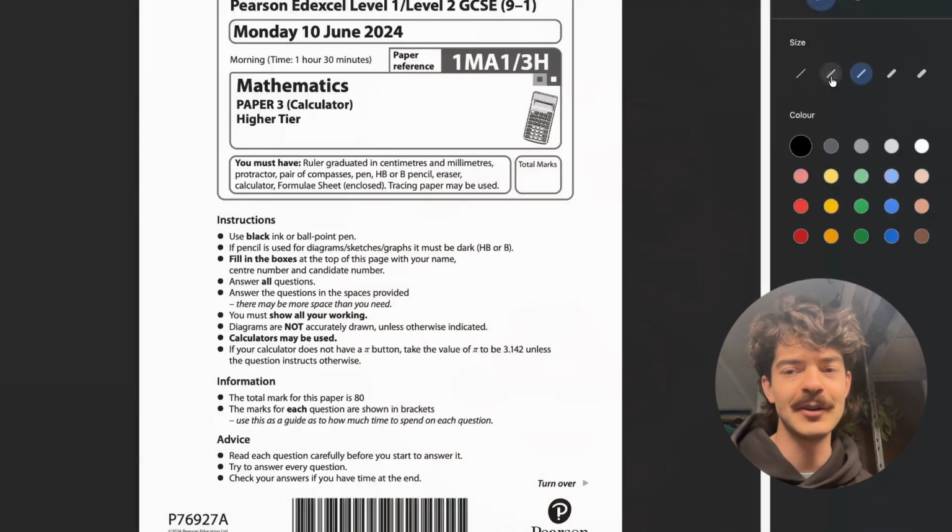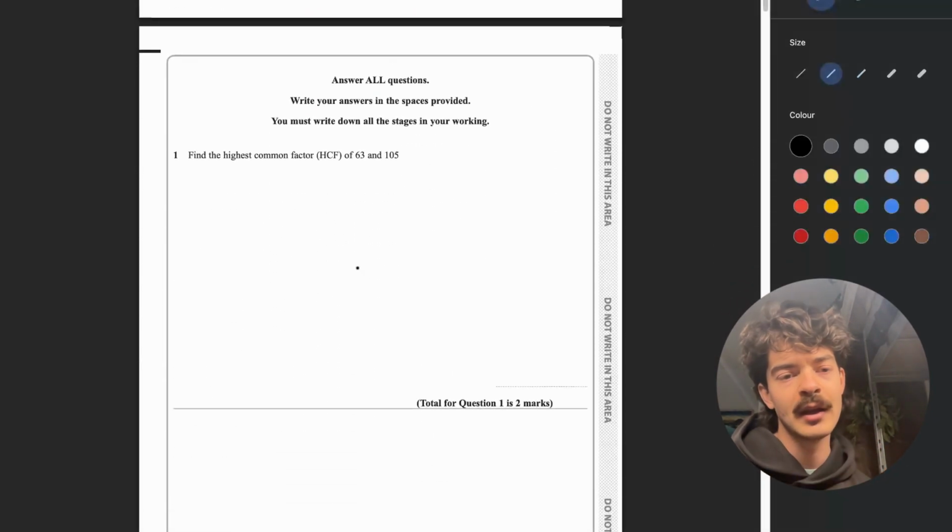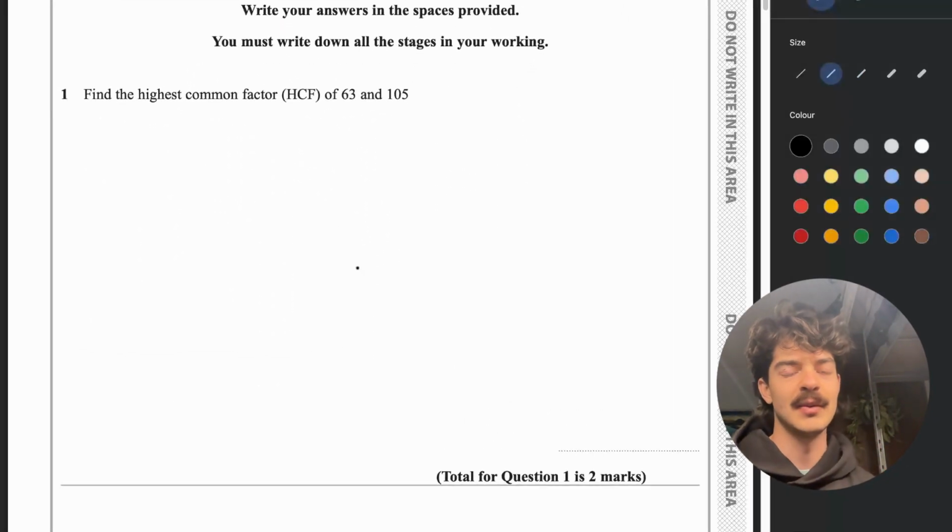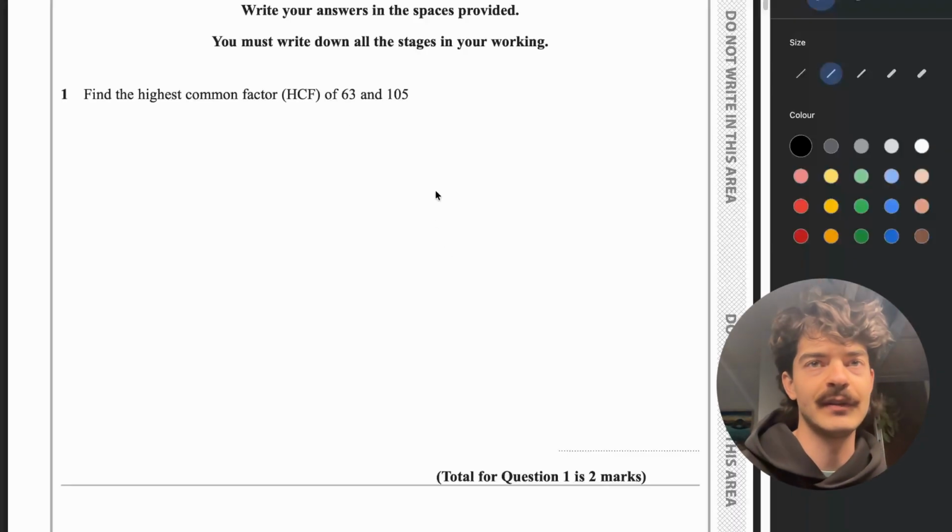So, opening up the paper, here we are. Let's see what we can do. So, question number 1. Find the highest common factor between 63 and 105.